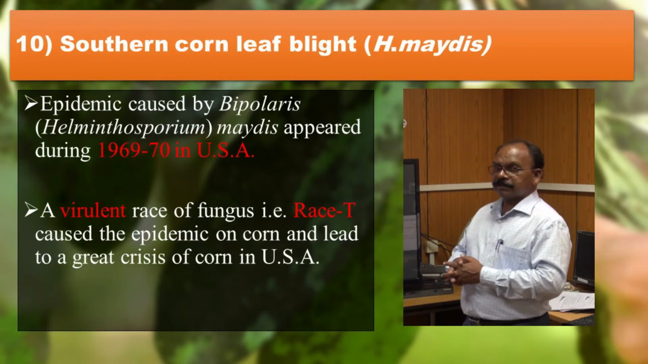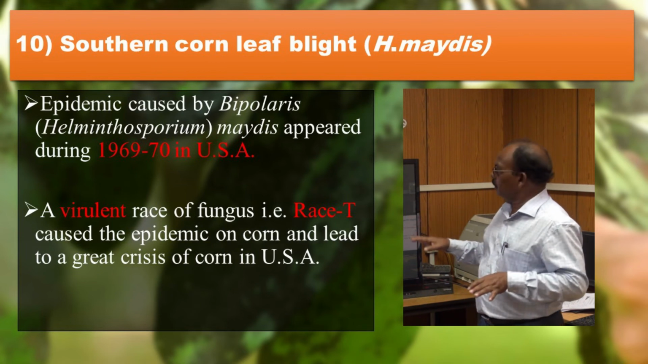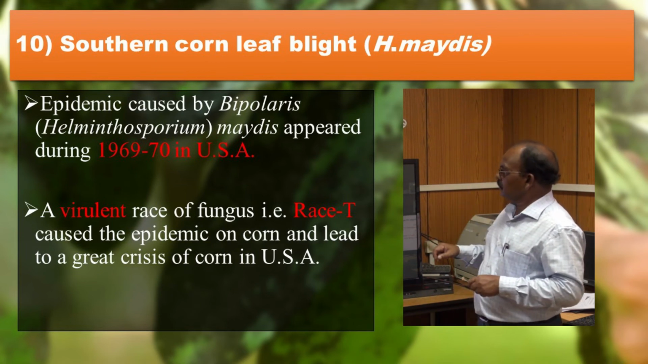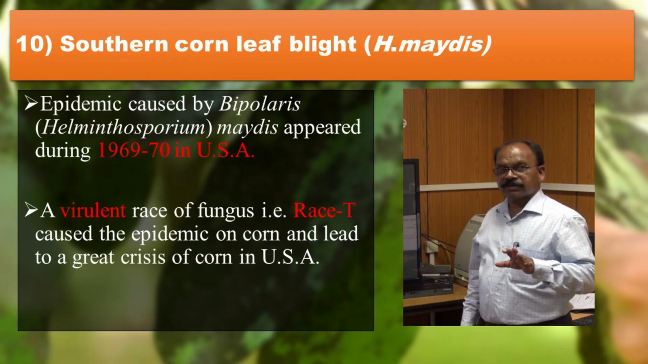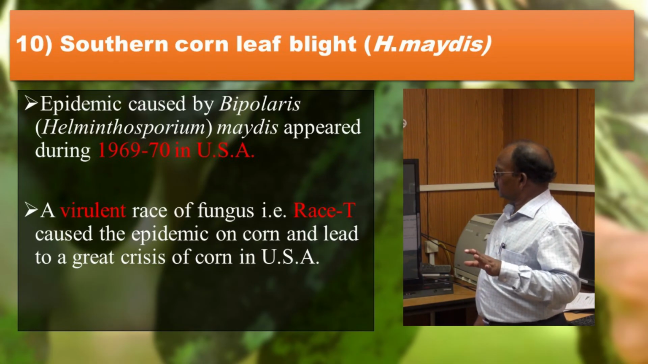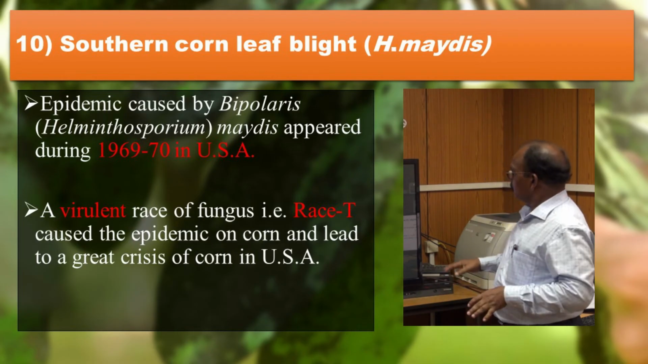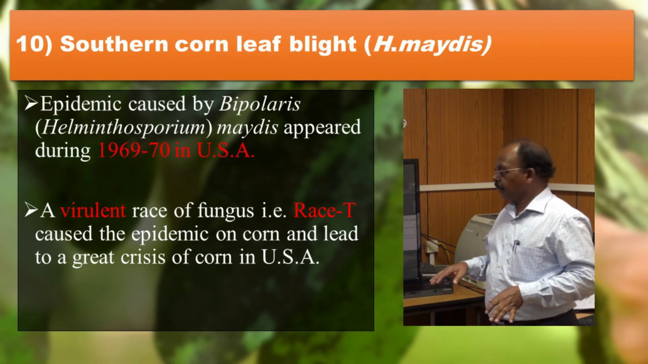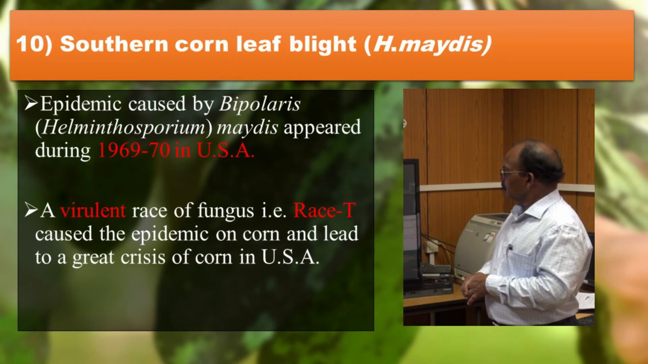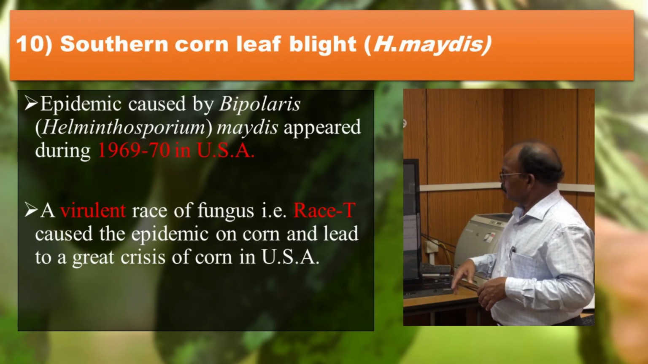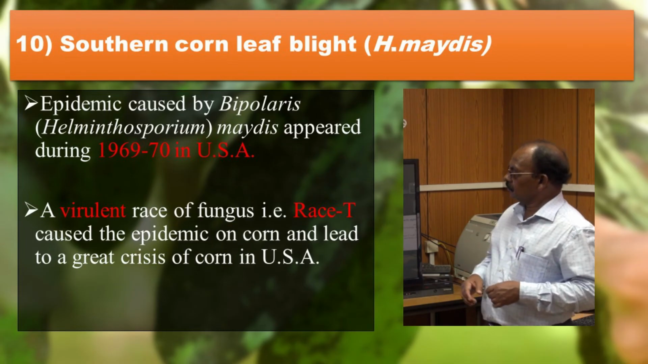Southern corn leaf blight. This is also a fungal disease caused by Helminthosporium maydis. This disease appeared in 1969 to 70 in the United States of America. The virulent race of the fungus, that is race T, caused the epidemic on corn and led to a great crisis for corn in USA. Virulence means the pathogen which causes severe disease.